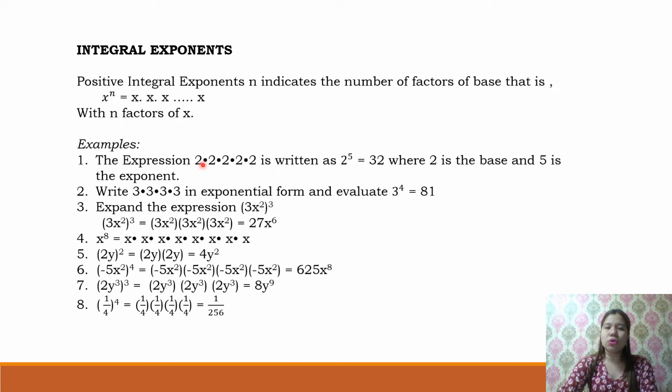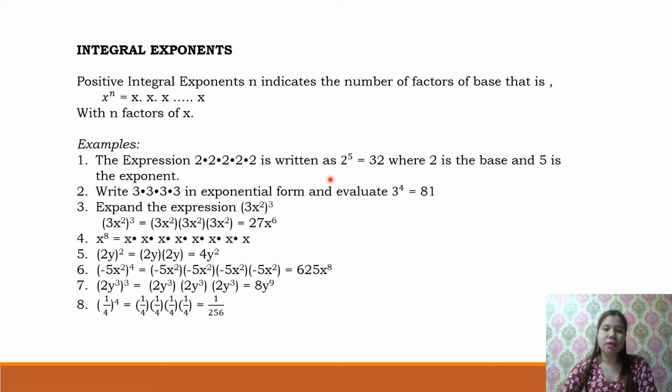The expression 2 times 2 times 2 times 2 times 2 is written as 2 raised to 5, which is equal to 32, where 2 is the base and 5 is the exponent. So here, this is the expanded form, and this is the exponential form. 2 raised to 5 is not 2 times 5. It is 2 times 2 times 2 times 2 times 2, wherein you multiply the 2 by itself 5 times to get the answer.